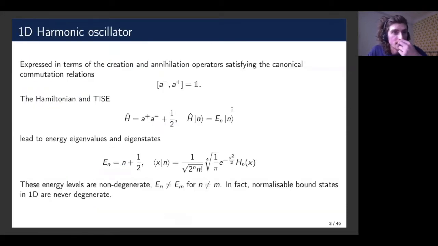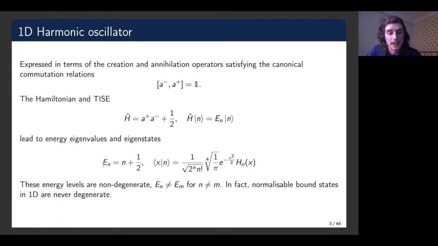I'll begin just by talking about the one-dimensional oscillator. In terms of its creation and annihilation operators, they satisfy a canonical commutation relation. I haven't written down the differential realization of these operators, but the Hamiltonian may be factorized according to this, and the energy eigenvalues are linear in the quantum number n.